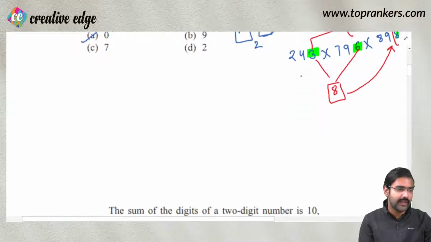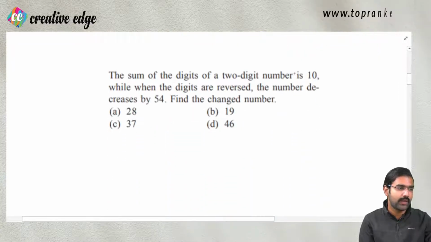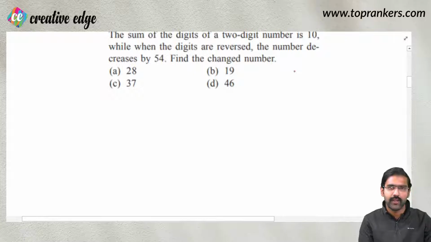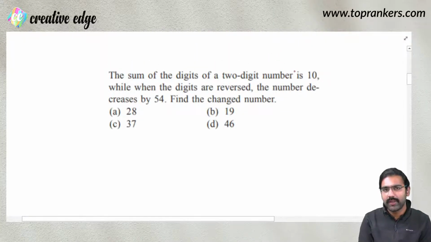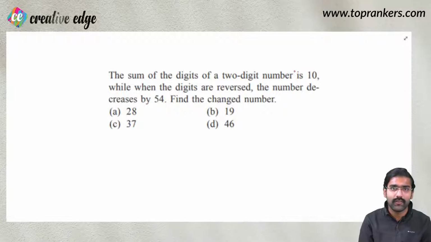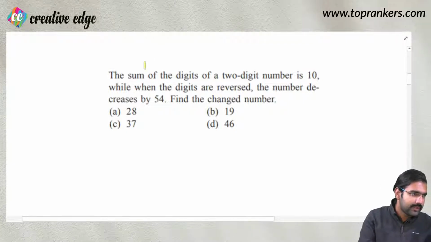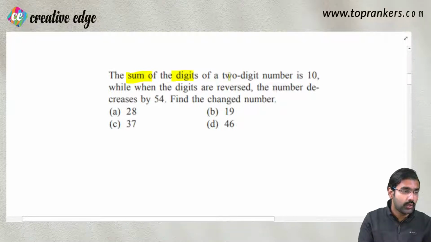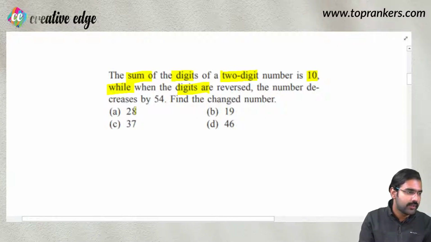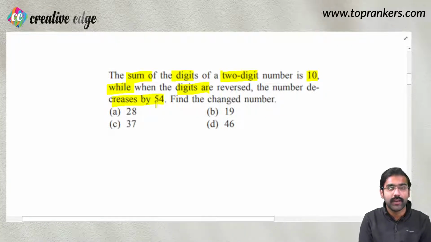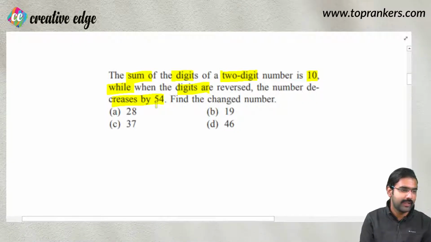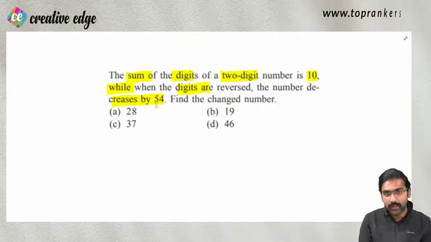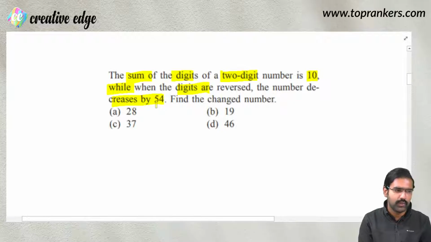Let's try a few more different categories of questions and get more clarity. Now, this is again a very interesting category of questions in which you'll realize that questions based on number theory can be asked in a different format or manner. What are we given in this question? That the sum of the digits of a 2-digit number is 10. Well then, when the digits are reversed, the number decreases by 54. So when the digits are reversed, the number you get is decreased by 54 when compared with the original number. So finally, we are asked for the changed number, the reversed number, or the updated number.